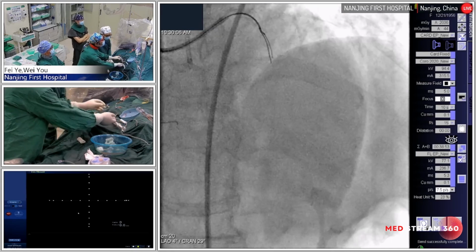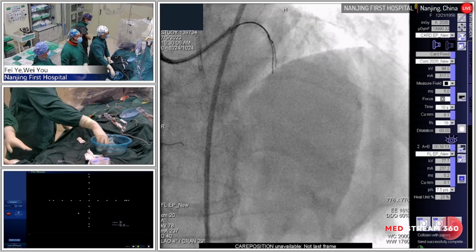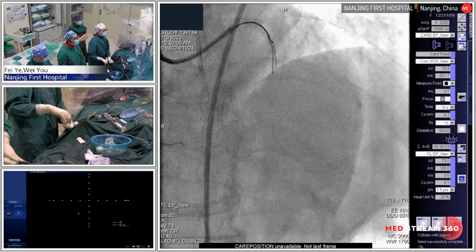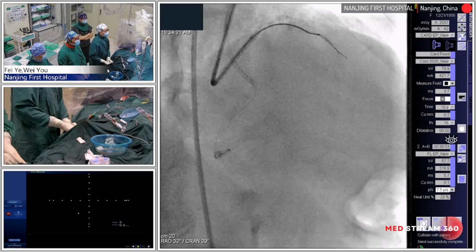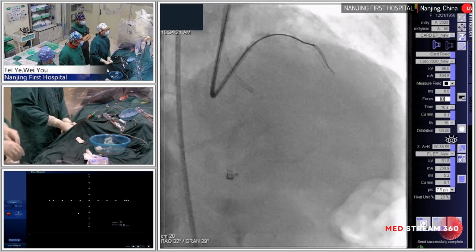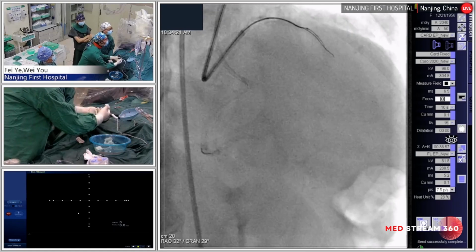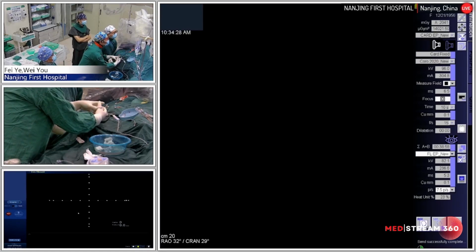I need now to change RAO cranial. RAO cranial, please. That's because we use angio-guided PCI. This is 2D, but the vessel is 3D.